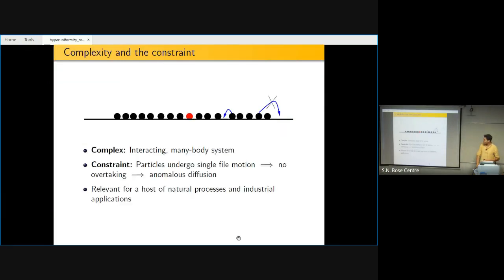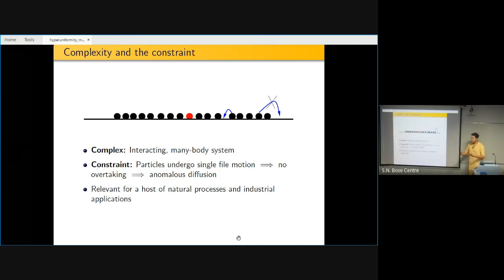Now, what kind of complexity are we talking about here? So we have an interacting many-body system, and the constraint that we are talking about here is basically that the particles undergo single-file motion. So what is single-file motion? You have particles distributed either on a lattice or on the continuum, a one-dimensional line. No particles are allowed to overtake each other.